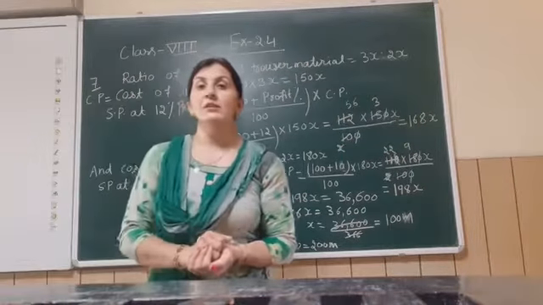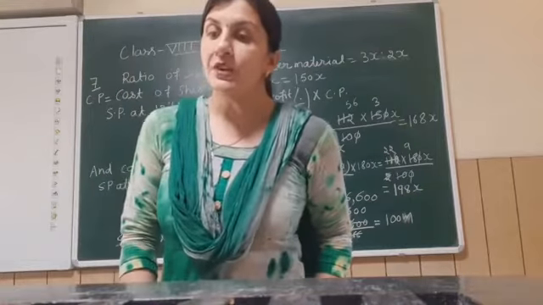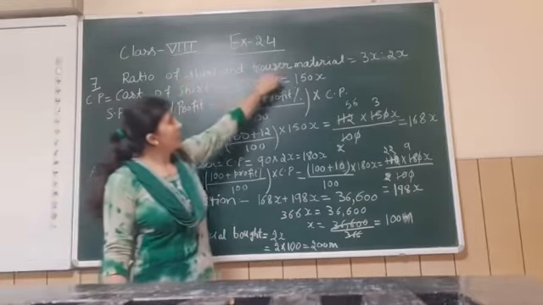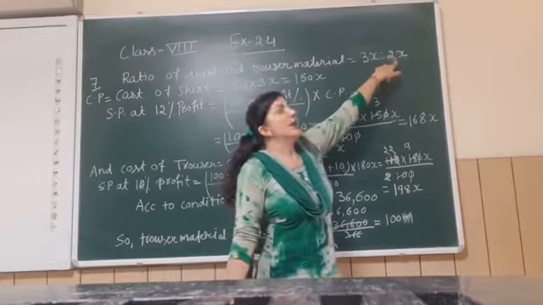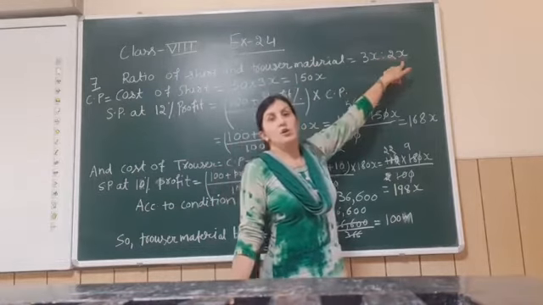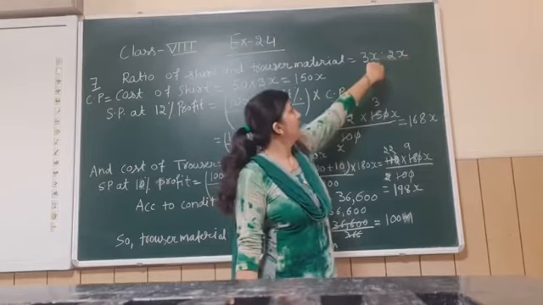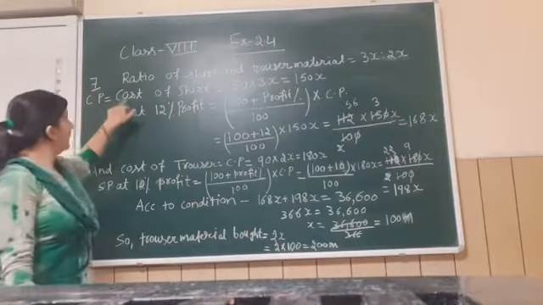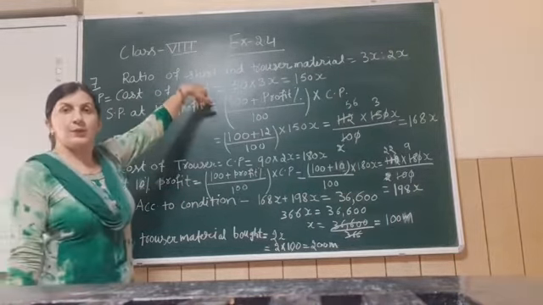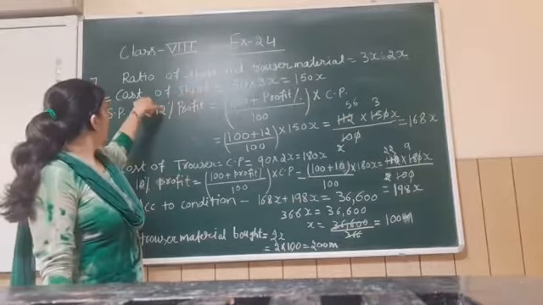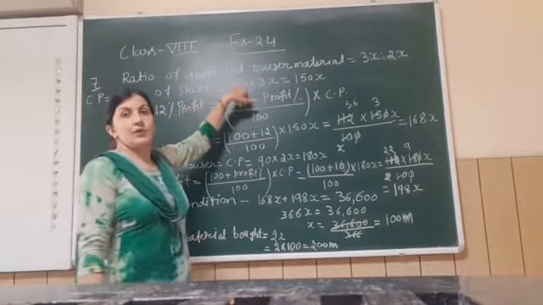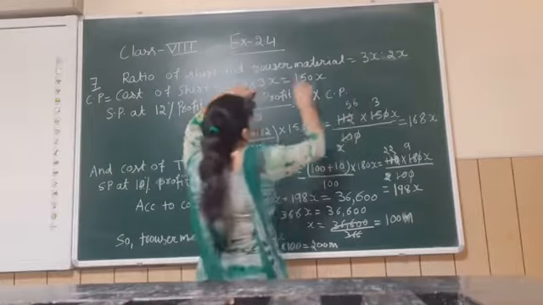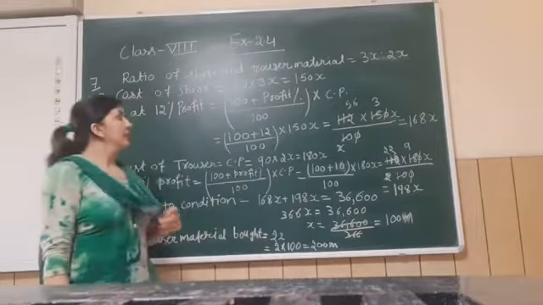So let us start. He says for every 3 meter of the shirt material he buys 2 meter of the trouser. So the ratio of shirt and trouser material, for every 3 he buys 2. So we take 3x and 2x. Now CP is the cost of shirt. CP is the price at which we bought anything. Cost of shirt is, we are given that the cost of 1 meter is 50, so 50 multiply 3x is 150x. This is the CP.